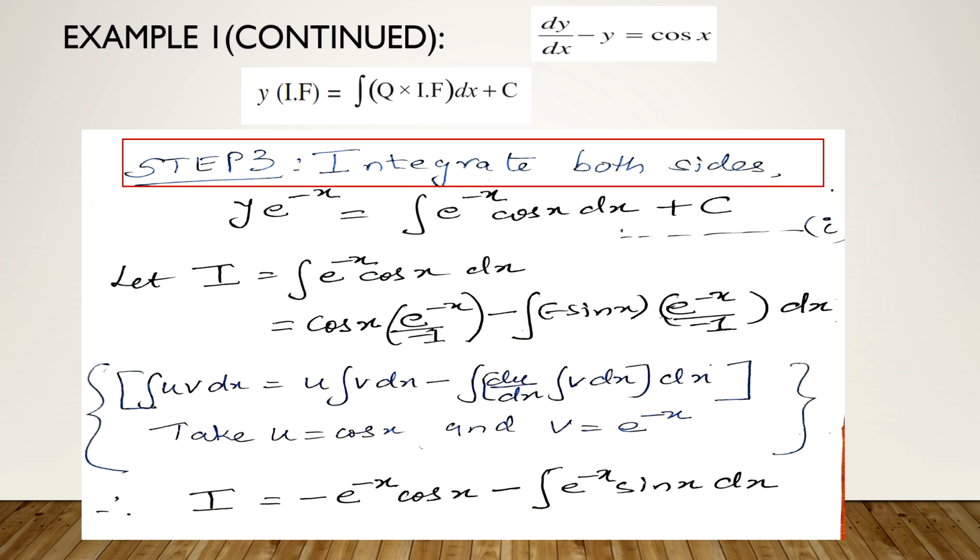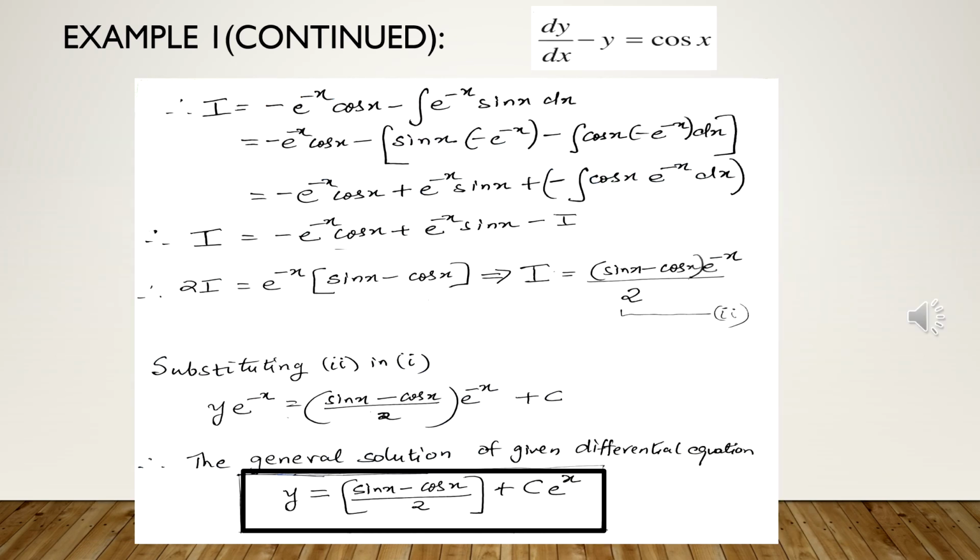Okay. So just use the multiplication rule. Integral uv dx is equal to u into integral v dx minus integral of du by dx into integral v dx, whole dx. Take u as cos x and v as e raised to minus x. Now it's just simple. u means cos x into integral of e raised to minus x, which is minus e raised to minus x. Similarly, minus integral of e raised to minus x upon minus 1 into the derivative of cos x, which is minus sin x. Now find this integral.